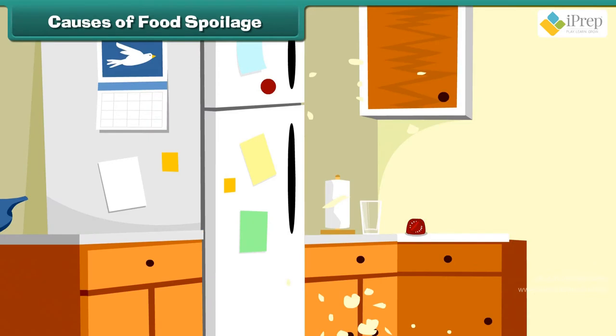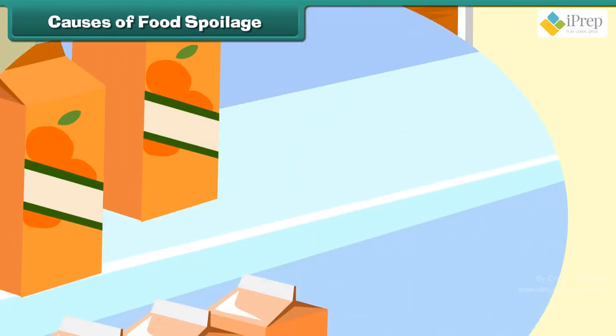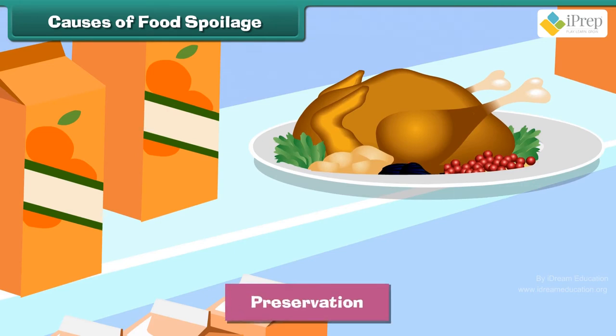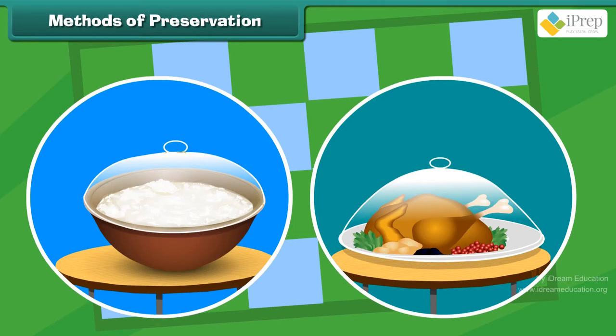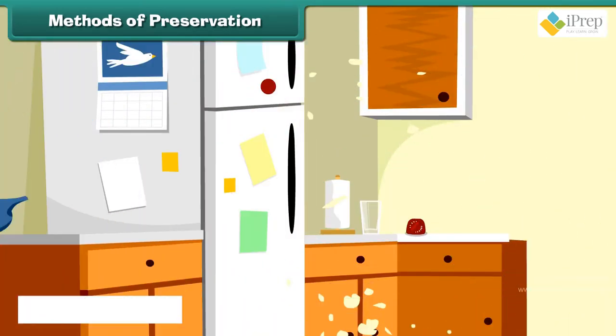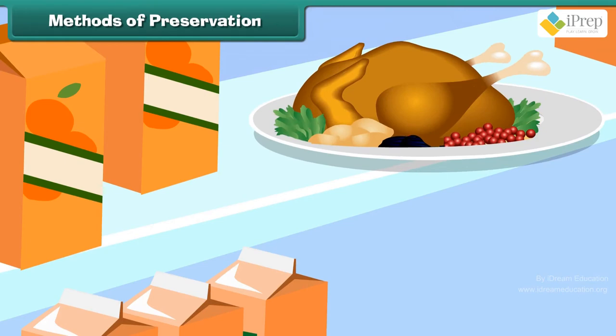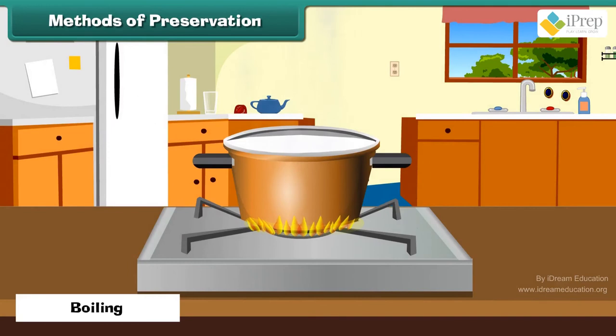The process of keeping the food in a way that saves its nutritive value for a long time is called preservation. Methods of preservation. Freezing. The food remains fresh, free from germs for some days when we refrigerate. Boiling. By this method, we can preserve food for a short period of time. If we do not boil milk, it gets spoiled.